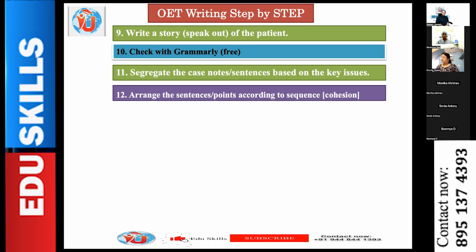And the 12th one: arrange the sentences or points according to sequence. Now you have segregated a particular main issue, for example, a mobility issue after a knee replacement surgery. Whatever is concerned with mobility and the synonyms, you have underlined and highlighted, you have brought all those sentences together. Now you have to arrange them in a sequence, in an order.